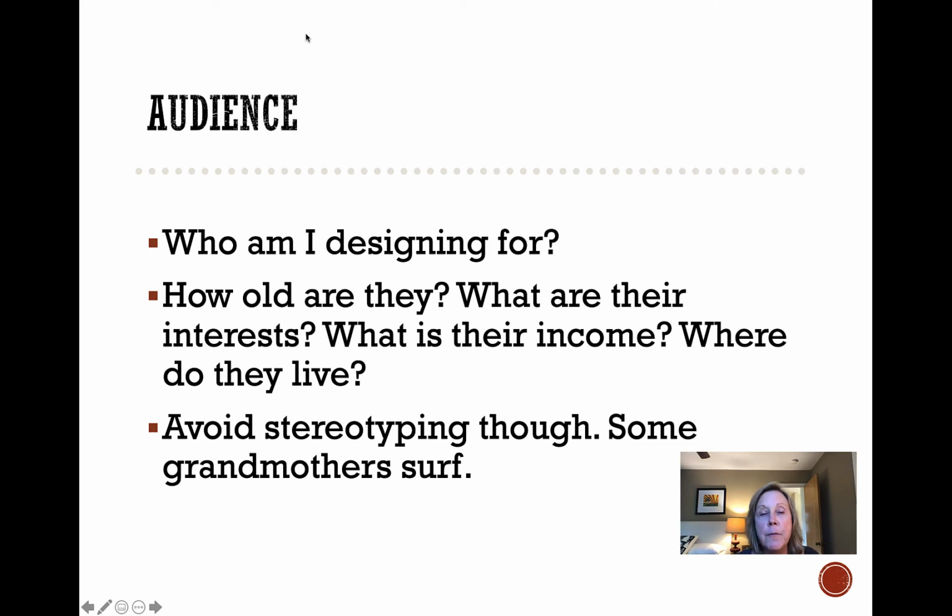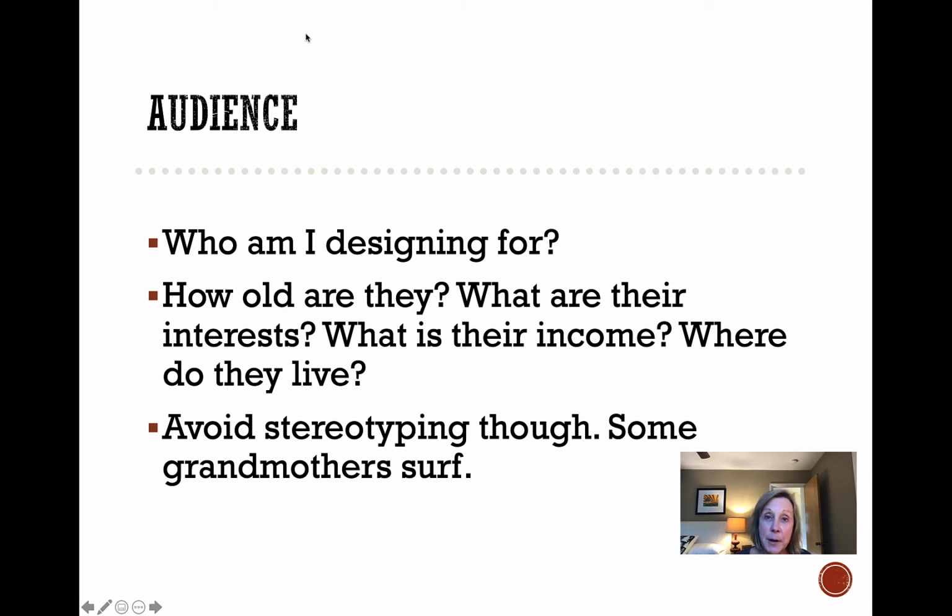Psychographics being, what are their values? Are they conservative? Are they liberal? Are they religious? Are they non-religious? Are they environmentalists? Are they eco-friendly? Are they sustainable? Do they believe in owning guns? All of these things influence, as much as anything, what kinds of typefaces you pick.